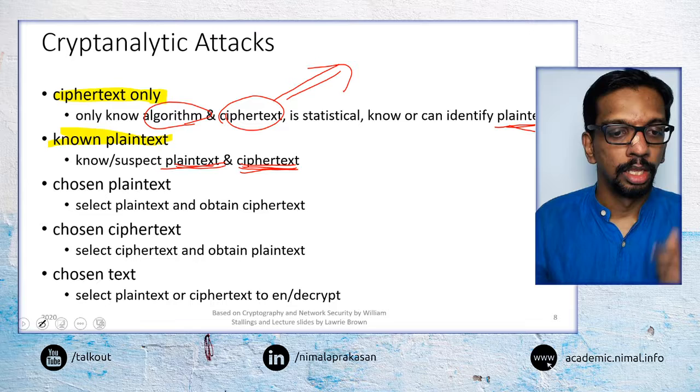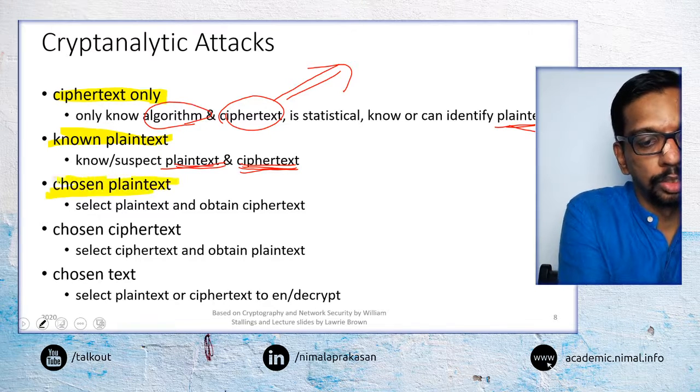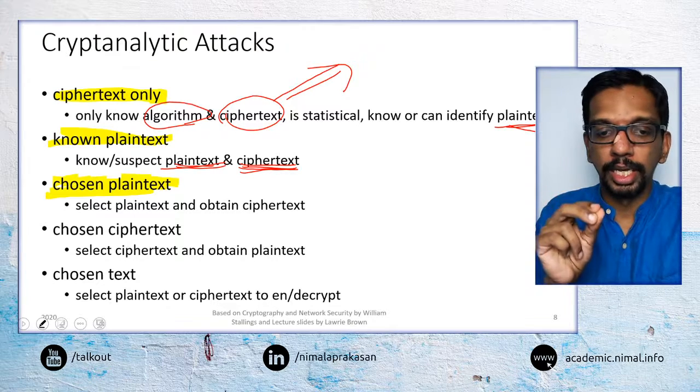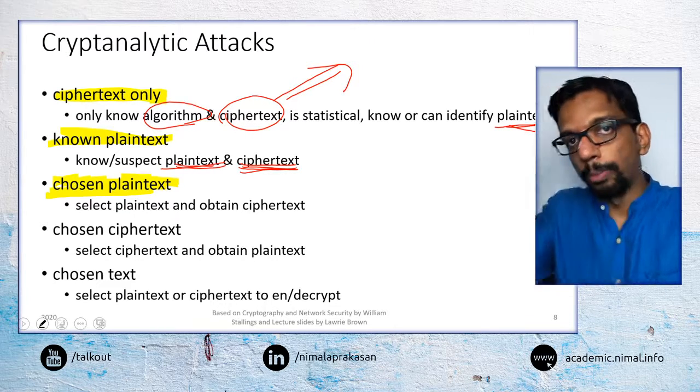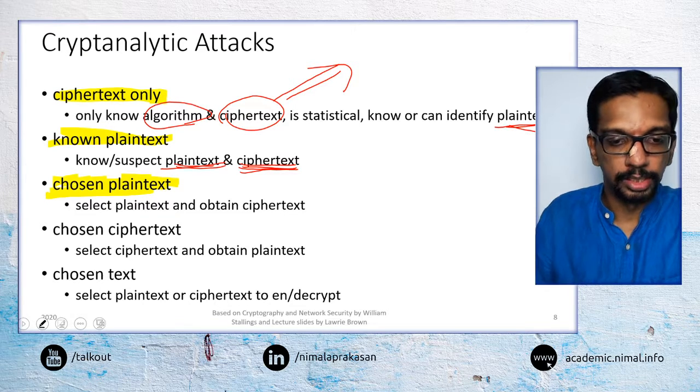Then another approach that we can take is what is called chosen plain text. Here we have a particular plain text and we use that to obtain a particular ciphertext, and then we do the analysis.